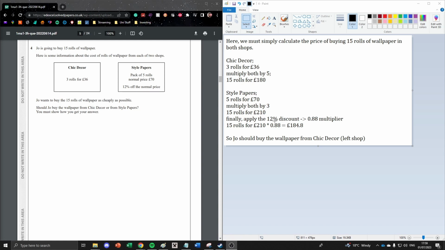And then we apply the 12% discount. Because a discount is going to decrease the price, that means our multiplier is going to be 0.88, so that's 1 minus 0.12. And so 15 rolls for £210 times 0.88, so 15 rolls cost £184.80. Obviously, this means Chic Decor is cheaper, and so she should buy the wallpaper from this first shop.